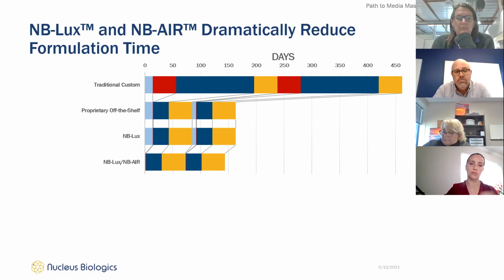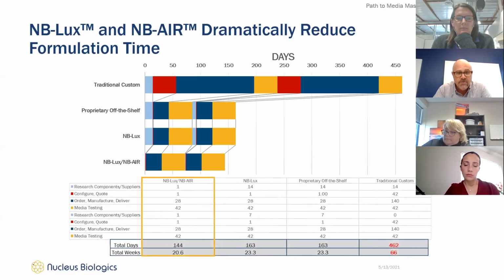At the bottom, we have a complete breakdown of the number of days that are involved, and you can see if we summarize the days, it's only about 144 days, or around 20.6 weeks, to move from formulation to your final media formulation in the laboratory, compared to traditional custom, which comes in at over a year to see those same results. And then again, with the introduction of MB-Air, we're saving somewhere between 2 to 3 weeks off of your current timelines.